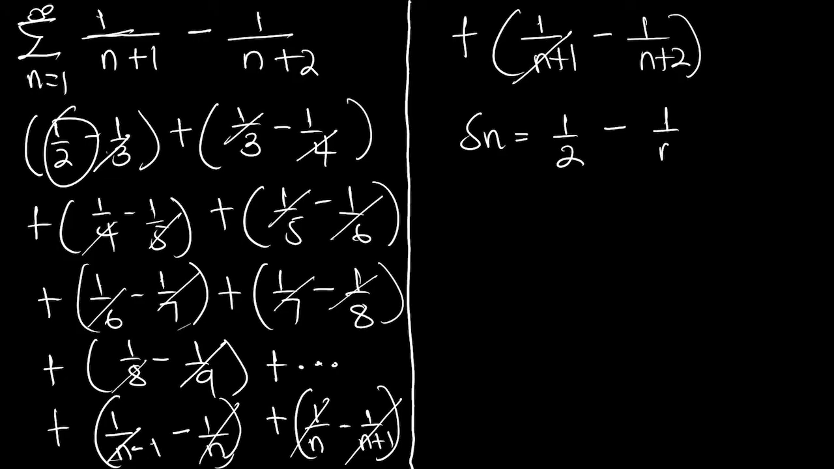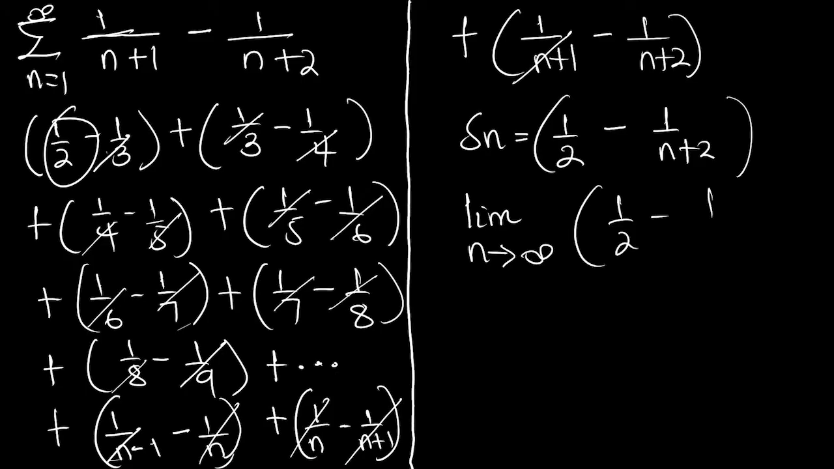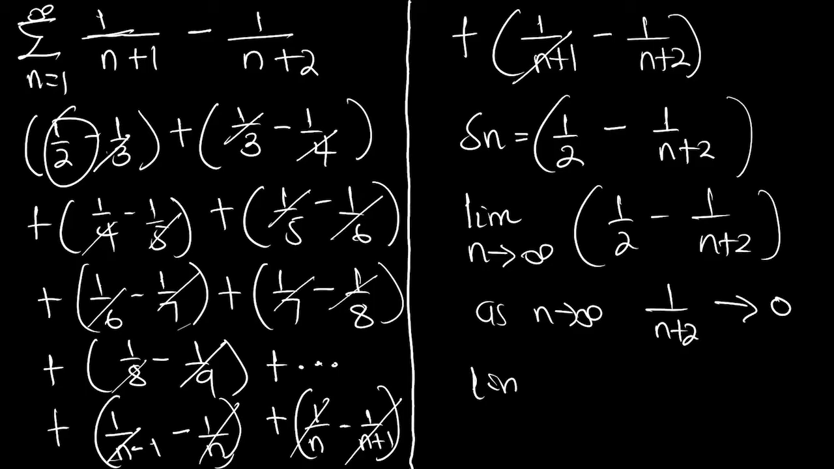So minus 1 over n plus 2. These are the only terms that we are going to have after doing the cancellation. Right? So we take the limit as n approaches infinity of that, half minus 1 over n plus 2. As n approaches infinity, 1 over n plus 2 will approach what? 0. So at the end of the day, the limit as n approaches infinity of our partial sum is going to be equal to what? Half. So since the limit as n approaches infinity of the partial sum is equal to a finite value, then the series will what? Will converge.